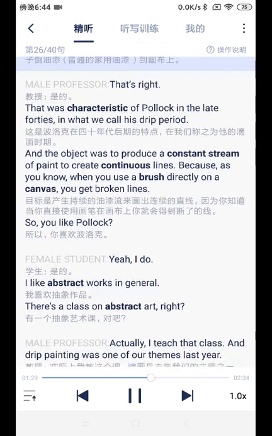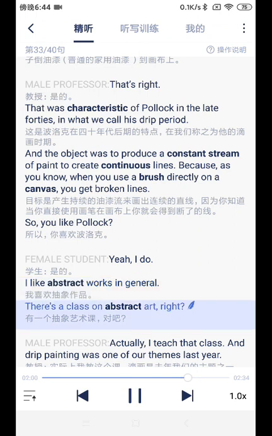I read he stretched out his canvases on the floor of his studio, and then he climbed up on a ladder to pour paint, ordinary house paint, from a can onto the canvas. That's right. That was characteristic of Pollock in the late 40s, in what we call his drip period. And the object was to produce a constant stream of paint to create continuous lines. Because, as you know, when you use a brush directly on a canvas, you get broken lines. So, you like Pollock? Yeah, I do. I like abstract works in general.